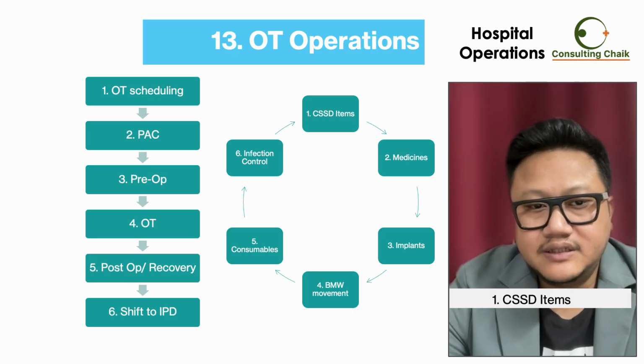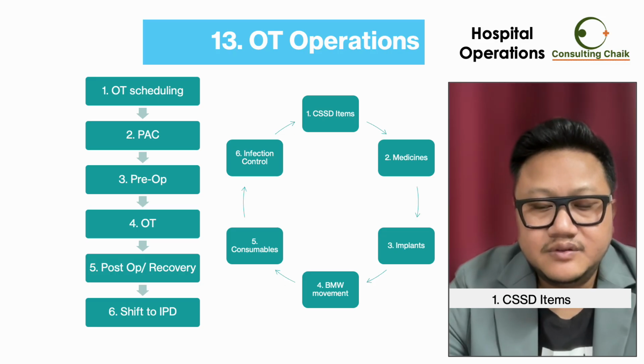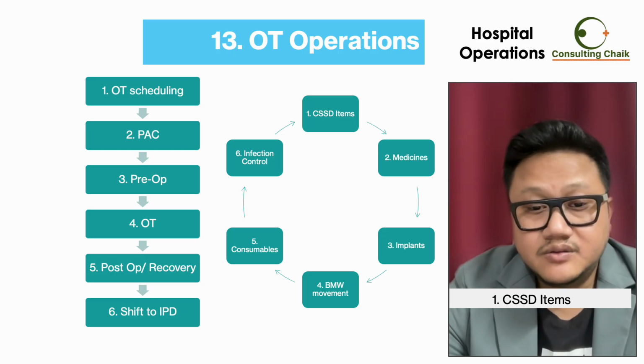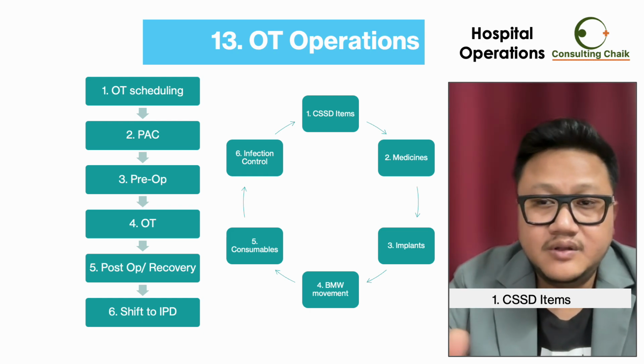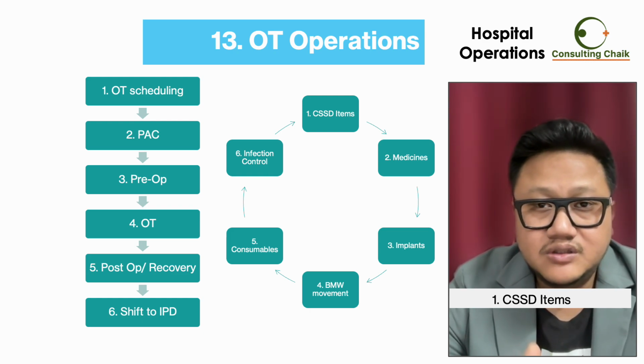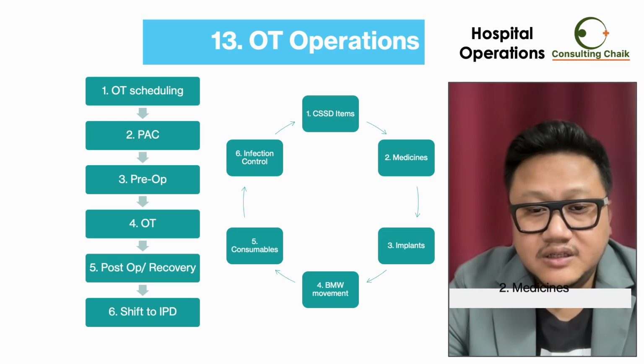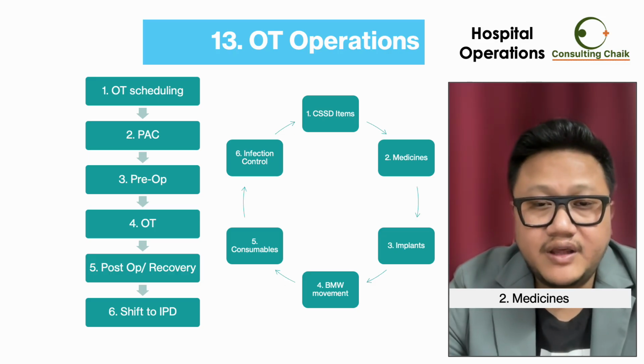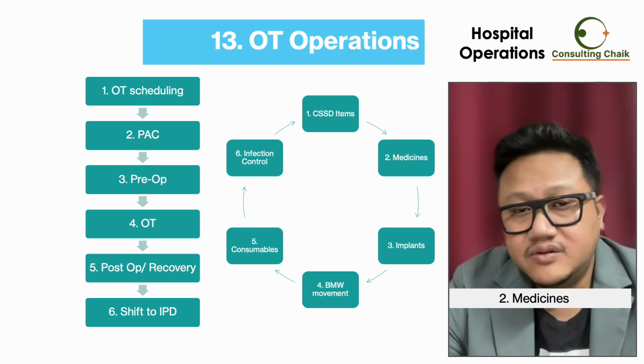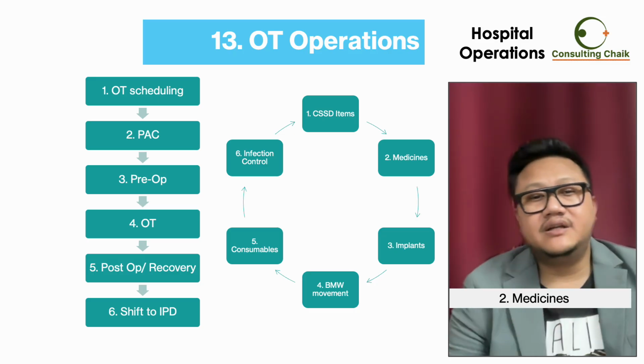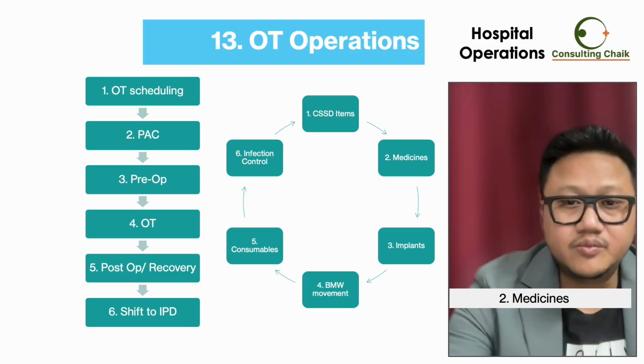And then there are certain other aspects of OT management. So CSSD items, how those CSSD items are coming, how those are stored, how those are being used, how those are being sent back to CSSD, that aspect. So the infrastructural requirements are very important over here, and if your infrastructure is not helping out, then you have to make certain big process improvements to mitigate that thing.